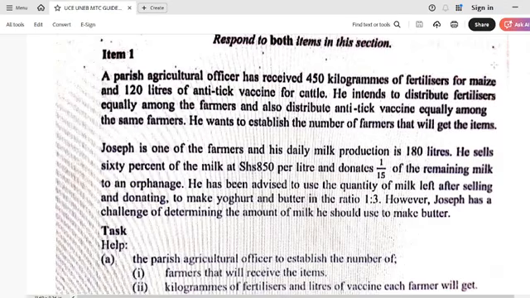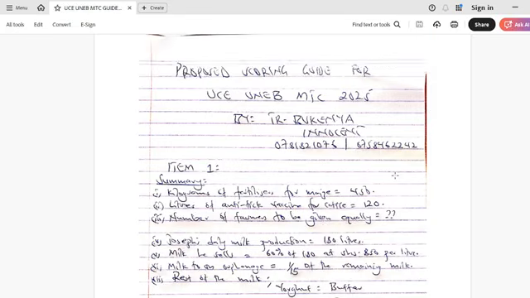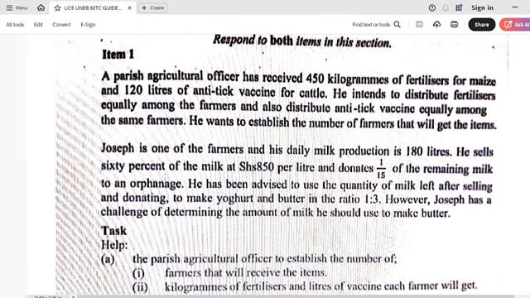He intends to distribute the fertilizers equally among the farmers and also distribute the antique vaccine equally among the same farmers. He wants to establish the number of farmers that will get the items. So that is a problem now in the question. One of the things the farmer wants to establish is the number of farmers that will get the items. Then you say in your summary, Roman 3, number of farmers to be given the items equally. We don't know. That's why you have the question mark. Go to the next paragraph.